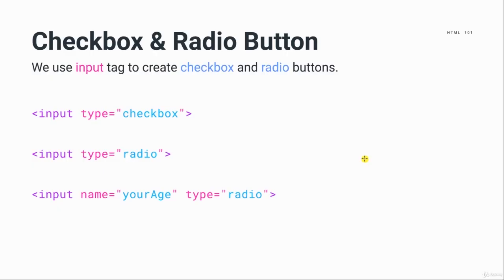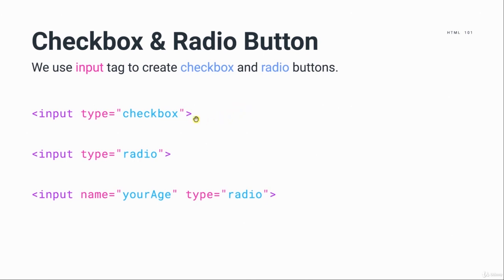Alright, in this video we're going to learn how to create HTML checkbox and radio buttons. In order to create these checkboxes and radio buttons, you have to create an input tag. And the input tag, as you can see, is a self-closing tag, so you don't have another tag here. It's like an image tag, img.